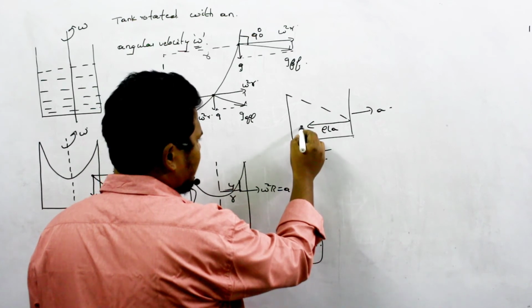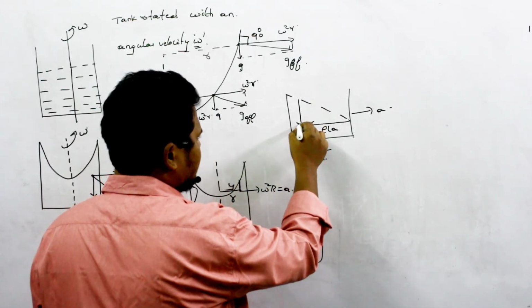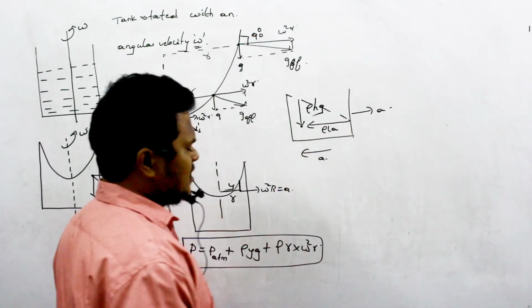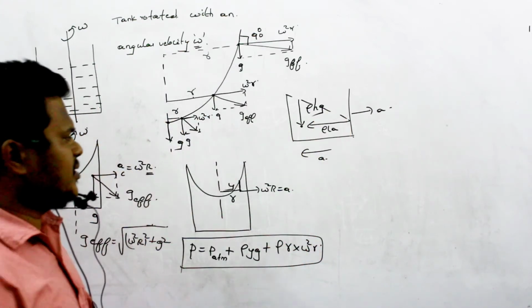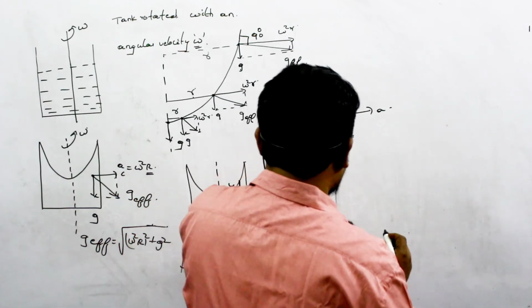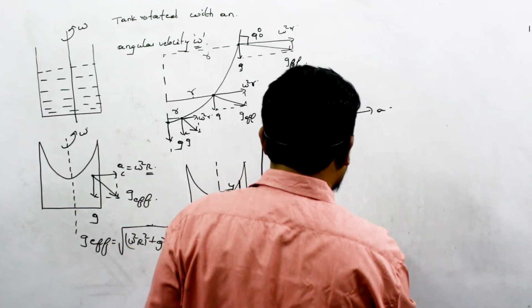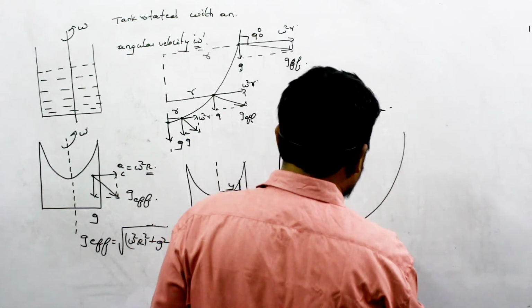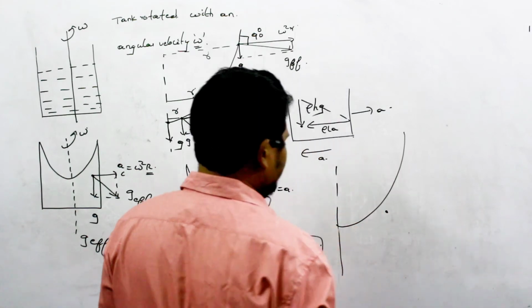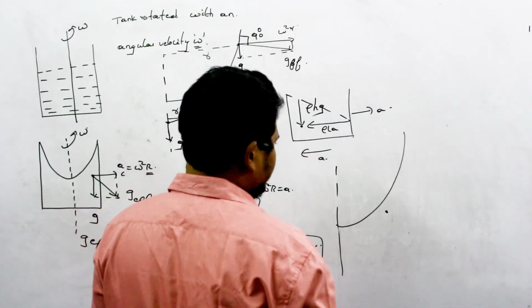Similarly, if I want to calculate pressure here, then as I move downwards, pressure increases according to rho H into G. The same concept we are studying here also. For example, if this is the shape of the liquid column, and this is the axis of rotation, somewhere here, if I want to calculate the pressure, then three pressures will be acting.